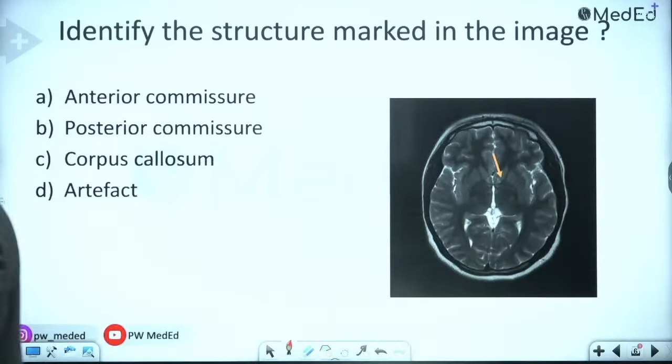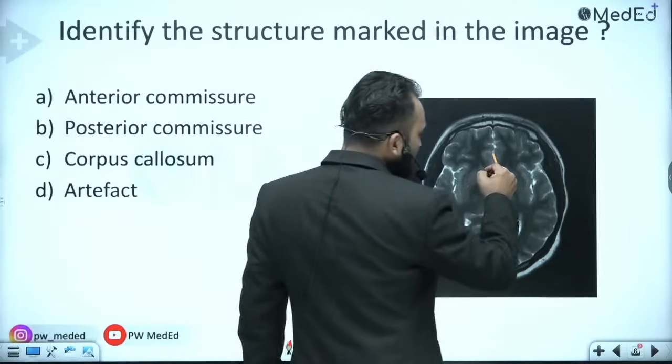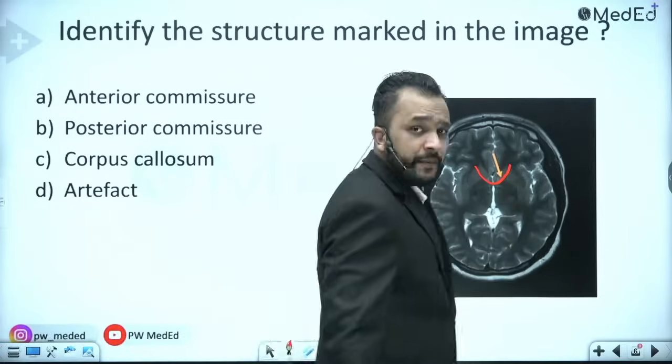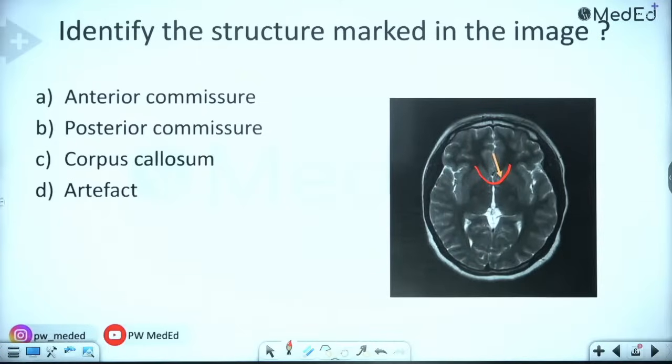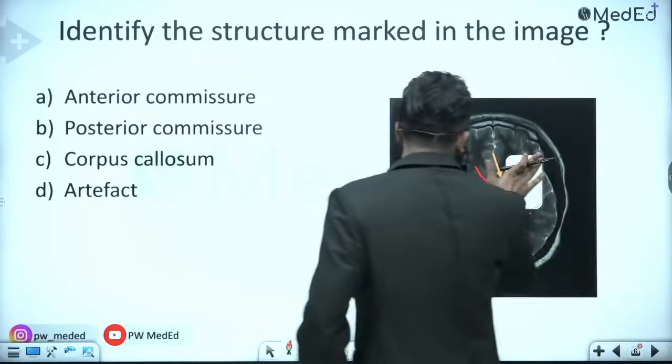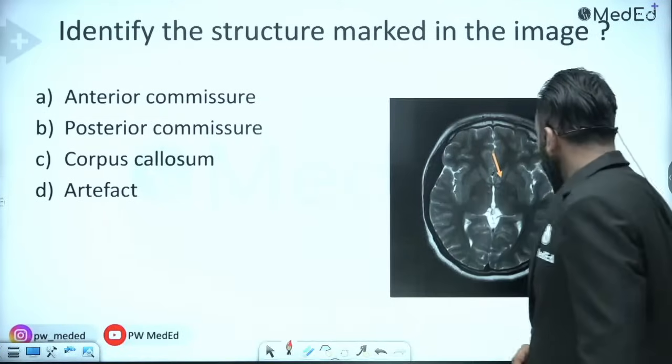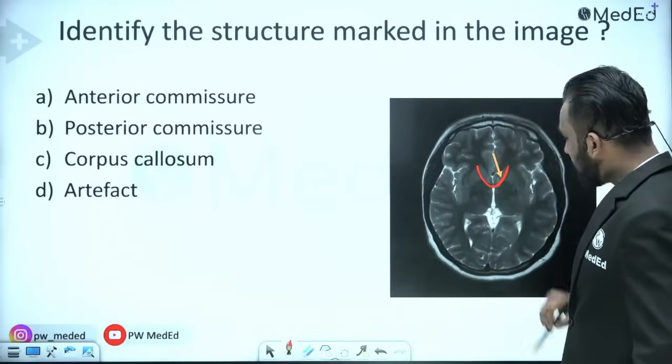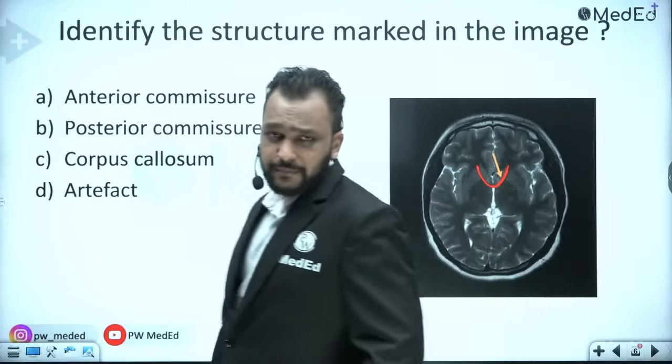Let us see who is able to answer it. I am giving you 10 seconds to answer this question. Everyone, guys. So the structure marked in the given image is the anterior commissure. The anterior commissure is basically connecting your two frontal lobes, two cerebral hemispheres, that is your basifrontal lobes, and it is appearing hypointense because it is a white matter tract.